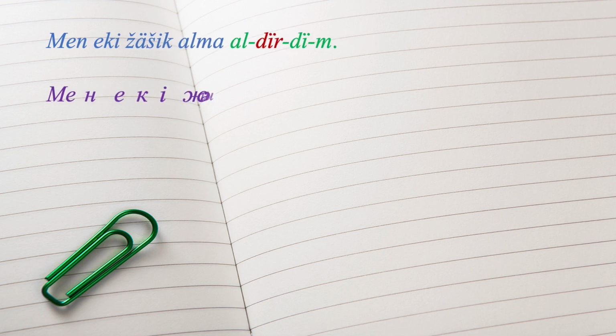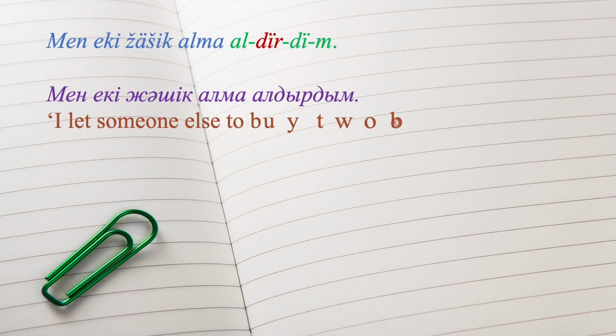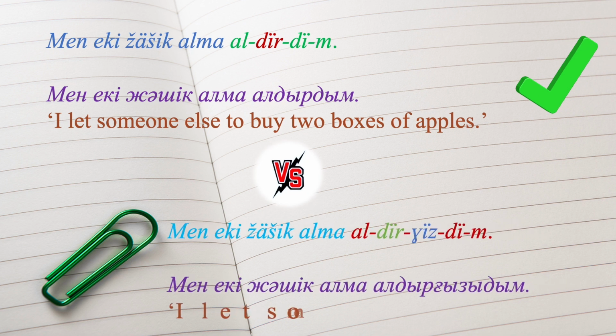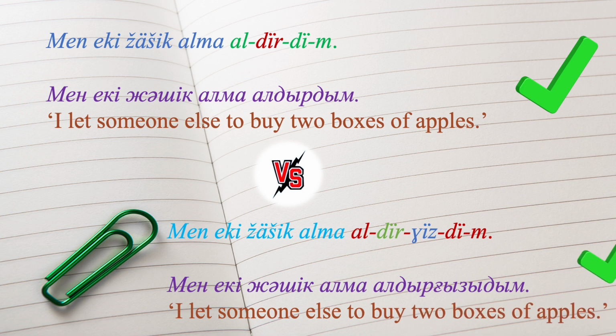Мен 2 жәшік алма алдырдым. I let someone else buy 2 boxes of apples. Мен 2 жәшік алма алдырғыздым. I let someone else buy 2 boxes of apples. Both forms are correct. If you still haven't mastered the rules yet, my suggestion is just pick a single suffix and add it to the verb. It is always simple and correct.